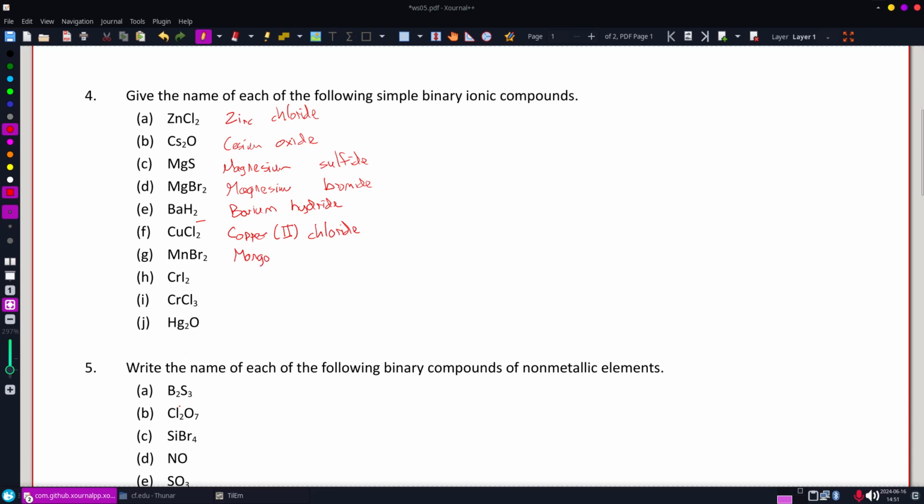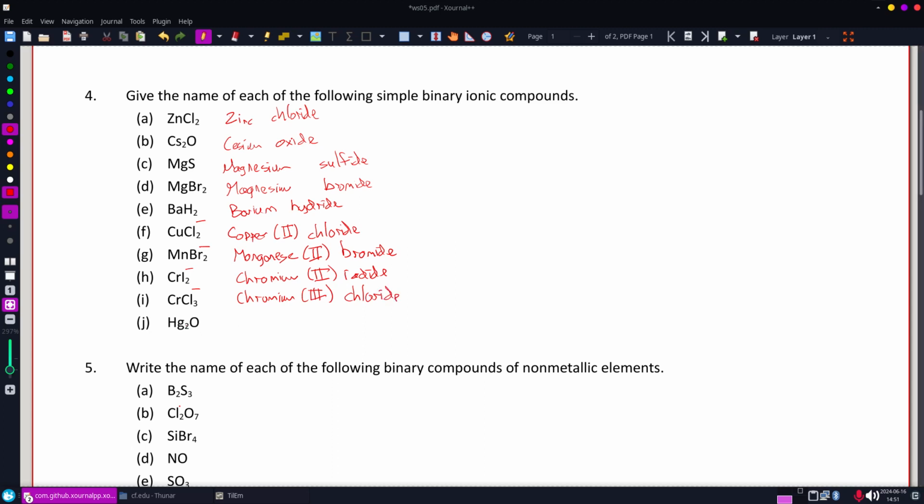Now we got manganese with 2 bromines, so that is a manganese 2 bromide. And chromium with 2 iodines, so chromium 2 iodide. Got another chromium, but now it's with 3 chlorines, so that one is chromium 3 chloride.